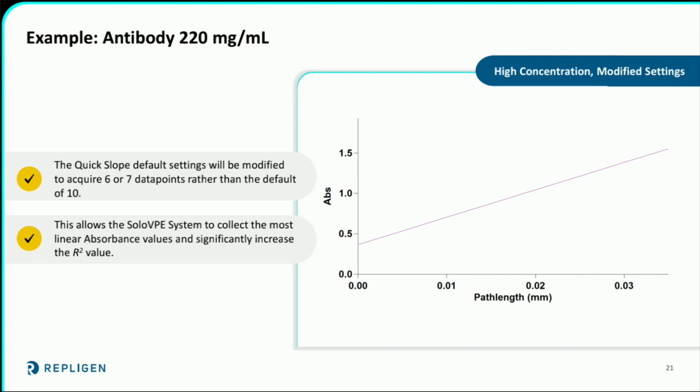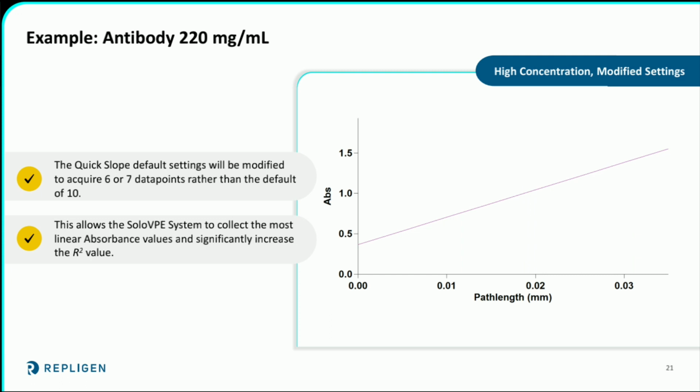So in this example, instead of using 10 data points, we use 7 data points. And you can see on the right side, on the bottom of the graph, the path lengths. The path lengths only go up to 0.035 rather than up to 0.05, which is a 50 micron step. So the idea is that rather than testing 10 data points, we're only going to test the 7 data points that are closest to the detector.